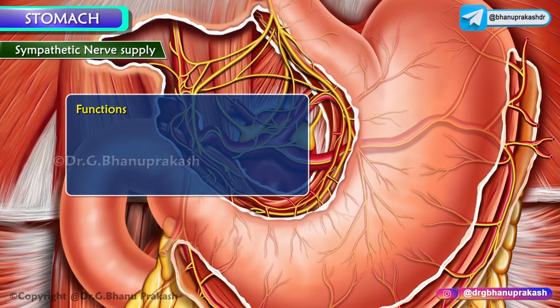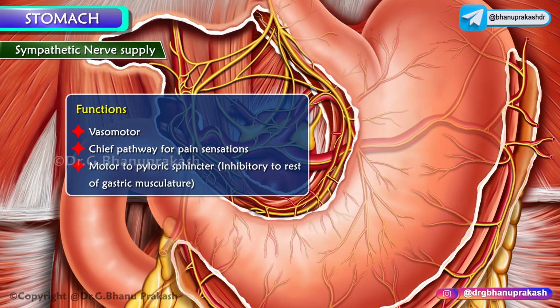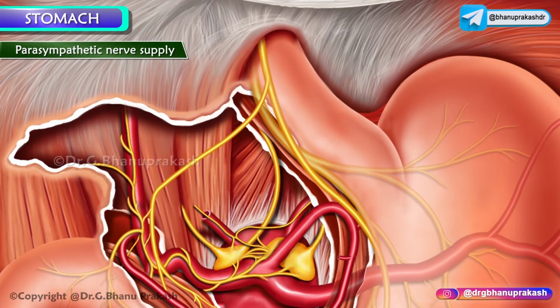The functions are vasomotor, and it is the chief pathway for the pain sensations from the stomach, and also it is motor to the pyloric sphincter while inhibitory to the rest of the gastric musculature. And this is what is about the sympathetic innervation of the stomach. And next is the parasympathetic innervation.